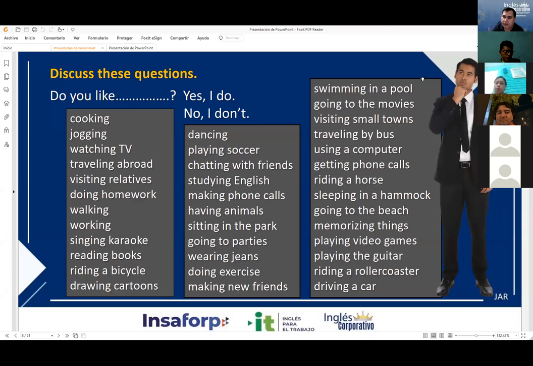Okay. Do you like cooking? Do you like to cook? Do you like singing? Do you like to sing? Las dos formas. Pero nunca do you like go, do you like cook, do you like sing. No. Si se la enseñaron de esa forma, yo estoy representando a inglés corporativo y les pido disculpas al nombre de la institución si alguien se lo enseñó de esa forma. Hoy, porque no es correcto. Ok, copiado. Gracias. Ok, another question.